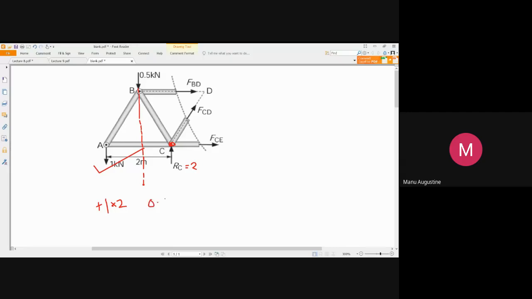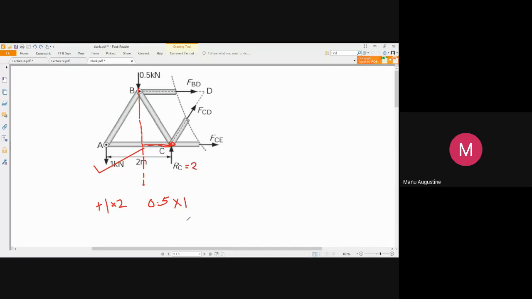0.5 is the force. So 0.5 multiplied by the distance from point C, this distance, which is 1 meter. And what is the sign, plus or minus? Plus. It is plus. Once again, the same logic: you fire this rocket at the tail along the line of action about point C, it will rotate in this direction. This is also anti-clockwise. So this is also a positive moment.